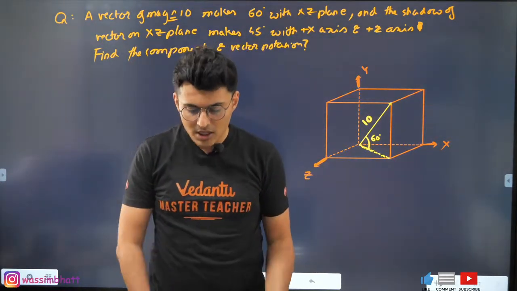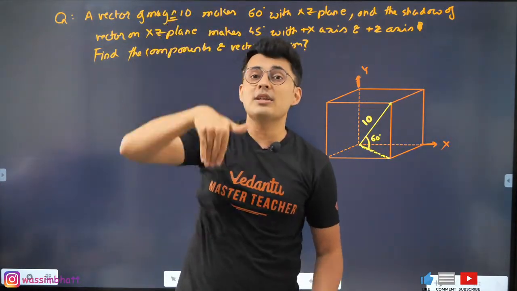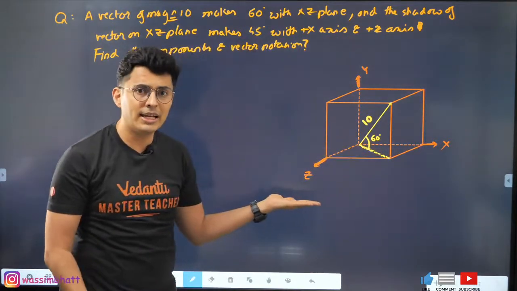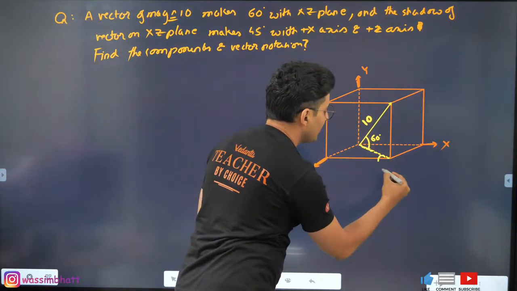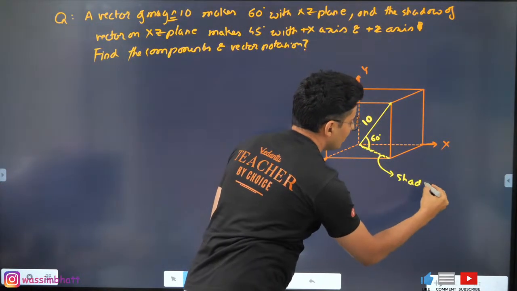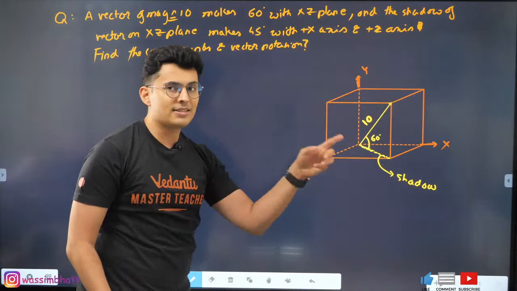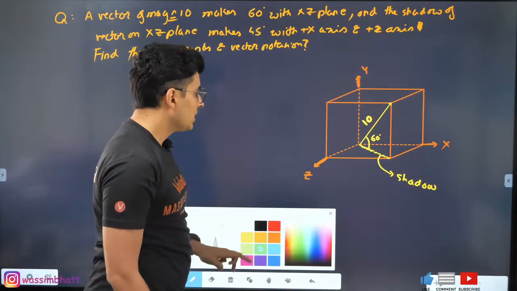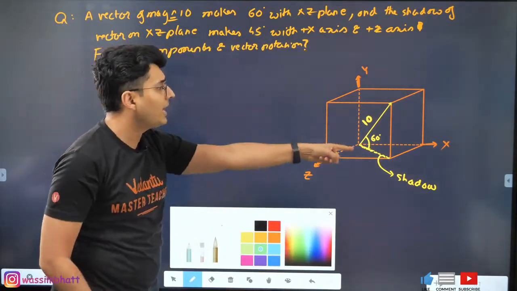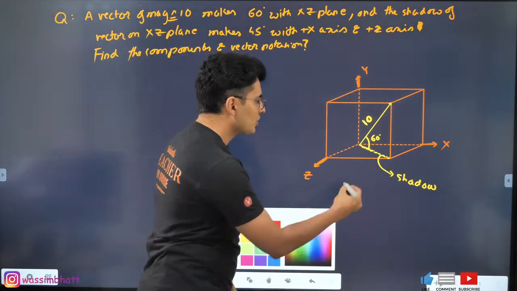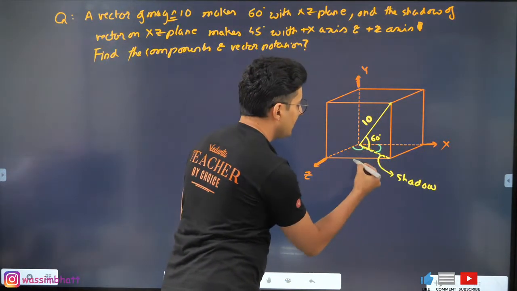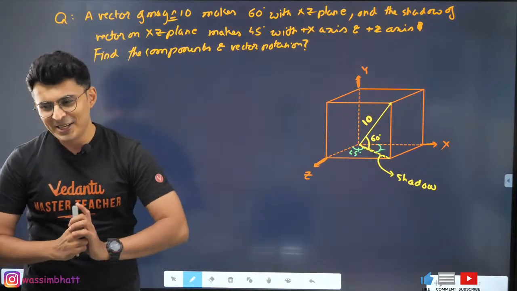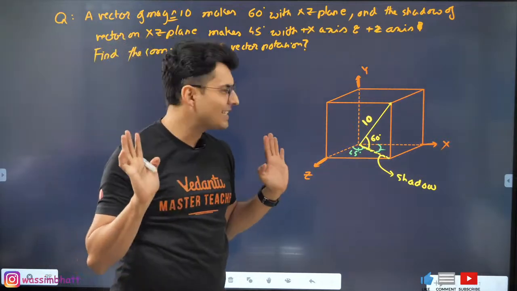Have you seen your shadow? The shadow falls on the ground. Imagine the rays of the sun coming from the top. The shadow will be formed on the ground, on the horizontal plane. Technically, this is nothing but the shadow of that vector on the xz plane. And that shadow makes 45 degrees with x, 45 degrees with z. So both are 45 degrees. Now I think I can solve the problem very easily.